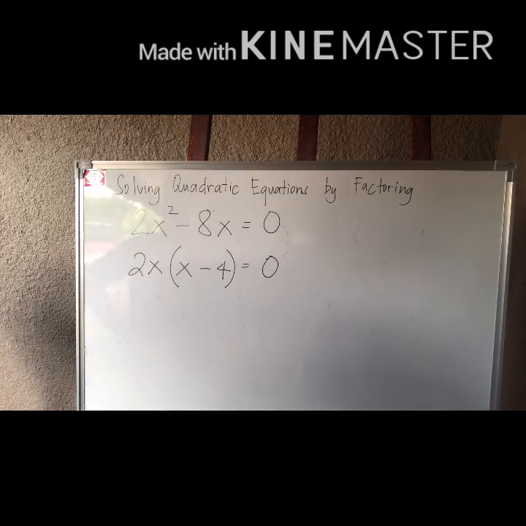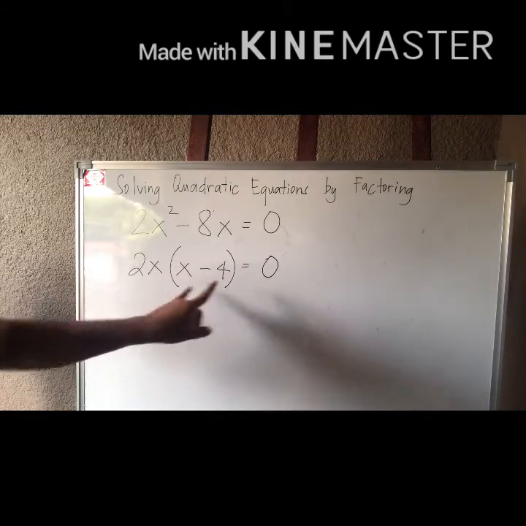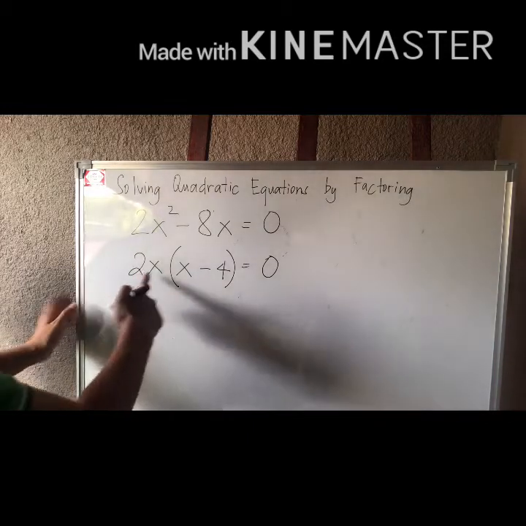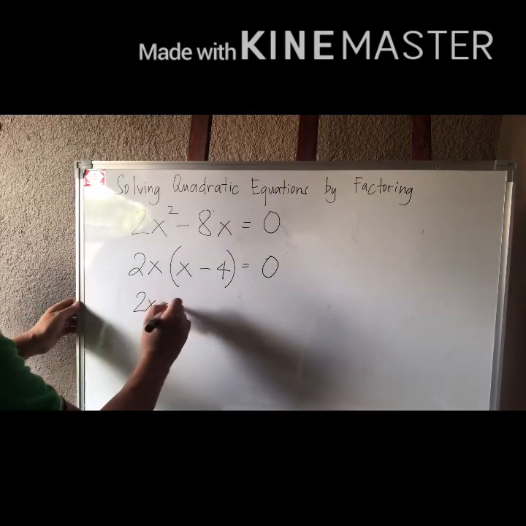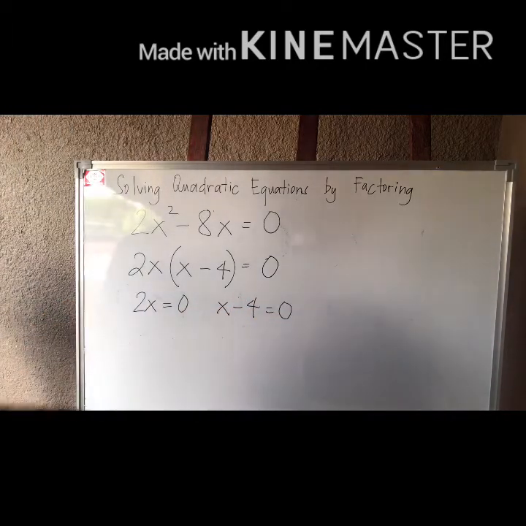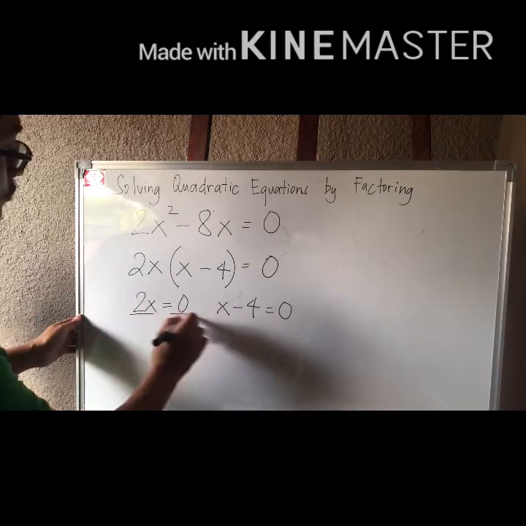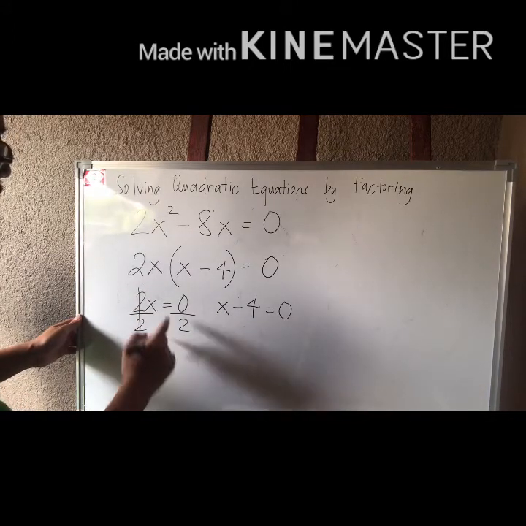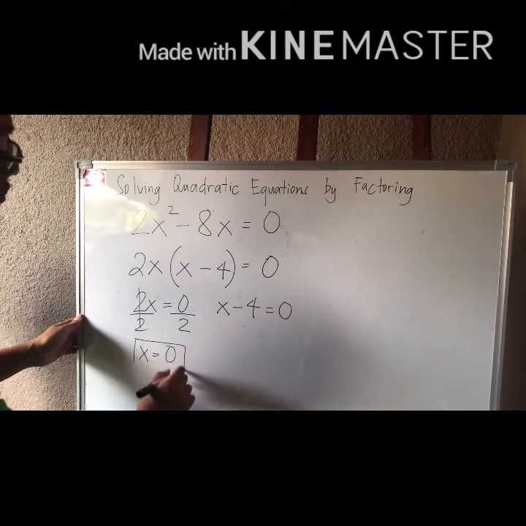So what we're going to do now is to solve using the zero property. When we say zero property, all we have to do is to equate these two factors to 0. That is 2x equals 0, x minus 4 equals 0. Just separate the two factors, then equate to 0. So in this case, you have 2x equals 0. Since you still have a number here, you have to divide both sides by 2. That will be x is equal to 0 divided by 2, that is 0.